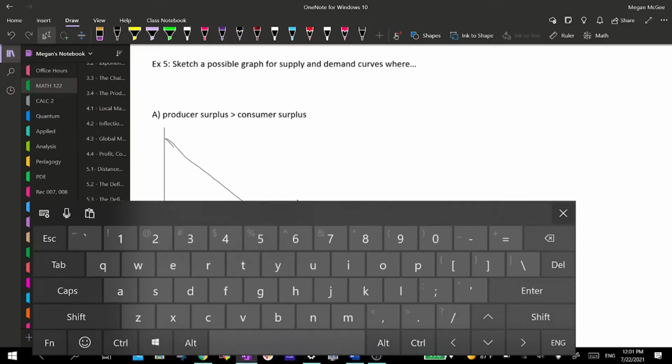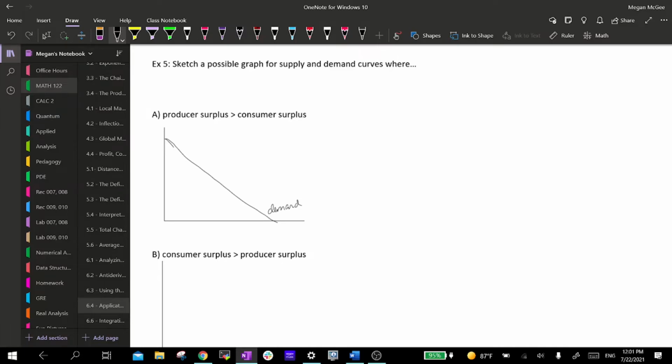And we need to draw a supply function that gives us an equilibrium point where our area underneath of our equilibrium price is larger than our area above. So I'm going to draw one that should give us an equal amount here. This is our supply. So then this would be our equilibrium, okay? And our producer surplus is what's down here, underneath of our horizontal line.